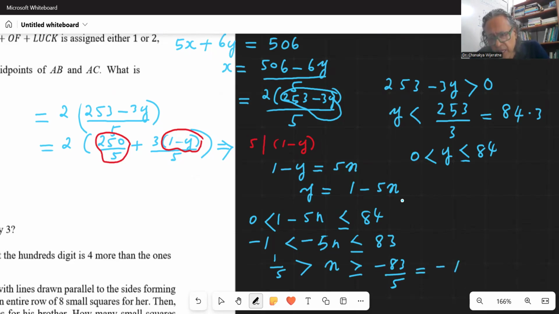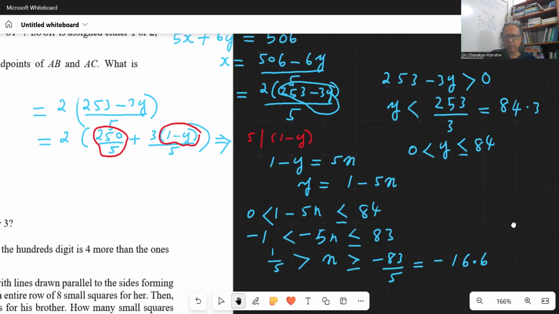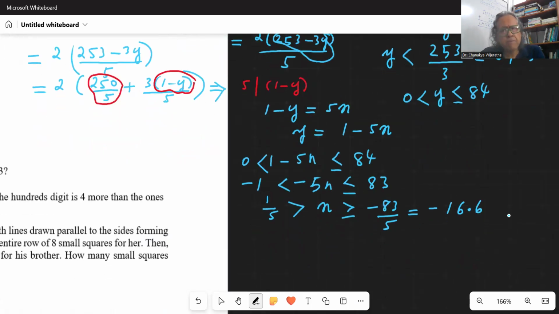So 5 goes 1 times 8, 3, 33, 5 times 6 point 6, right? And this means negative 16 less than or equal to n less than or equal to 0, right?